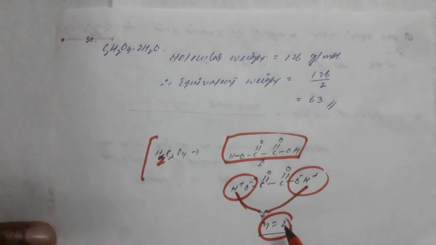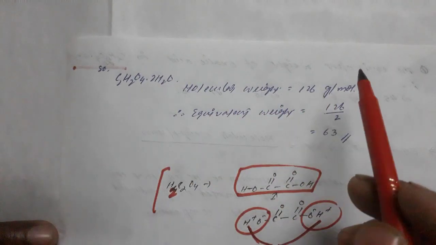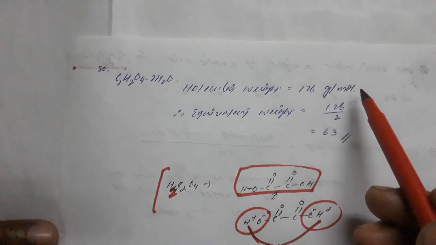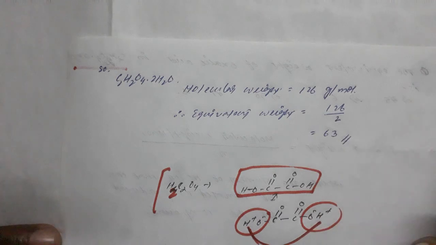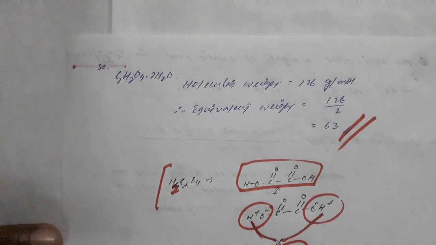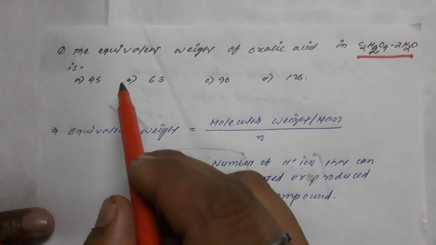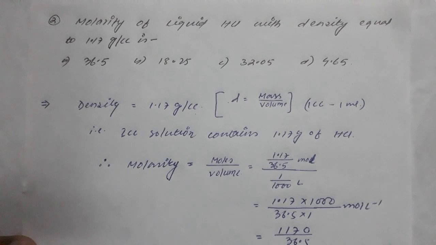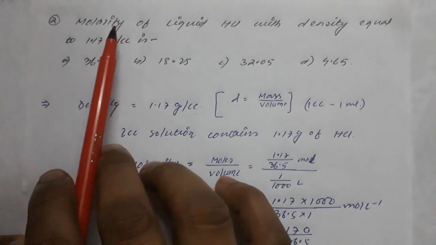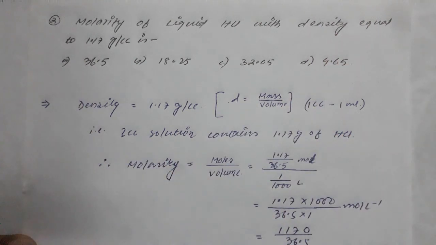So what is the N factor here? 2. And what do we know? That the molecular weight of oxalic acid is 126 gram in 1 mole, means per mole, right? So equivalent weight will be 126 divided by 2, which is equal to 63. The answer of this particular question will be option B. Okay.